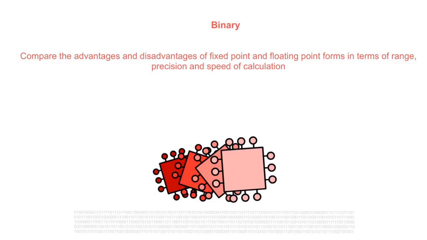So in the last video we looked at how there are many numbers which can't be stored completely accurately in binary, and indeed can only be stored to a certain degree of accuracy depending on the format. So we're just going to quickly summarise here and compare the advantages and disadvantages of fixed point and floating point forms in terms of the range, precision and the speed of calculation on binary numbers.